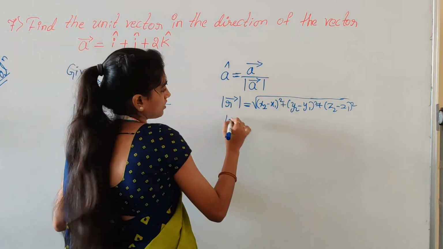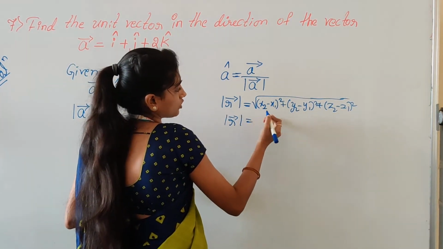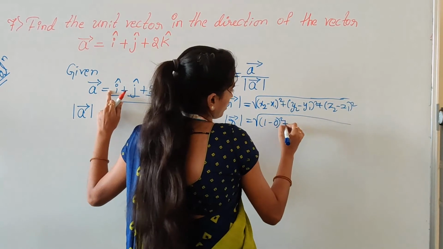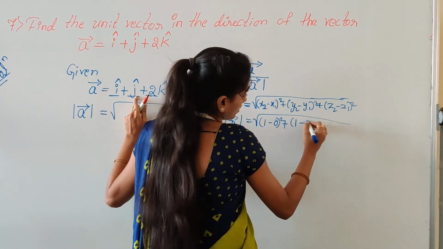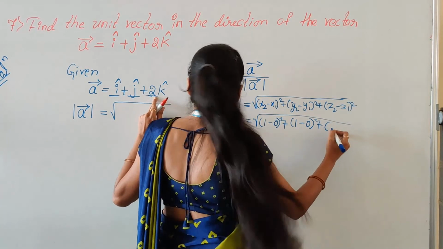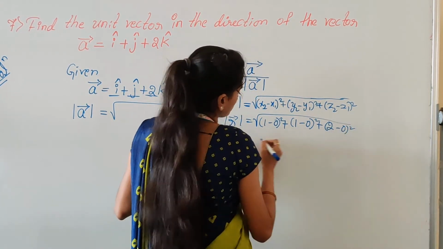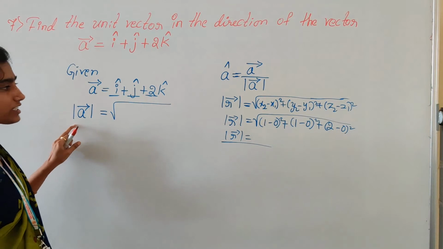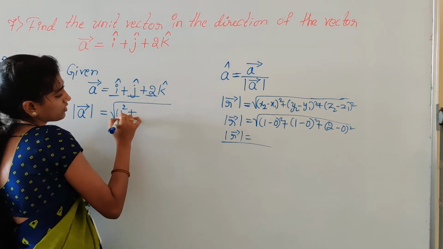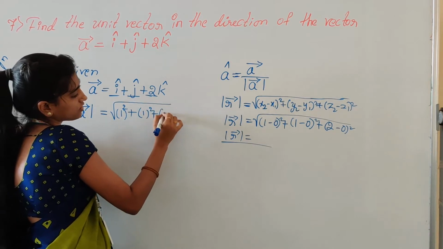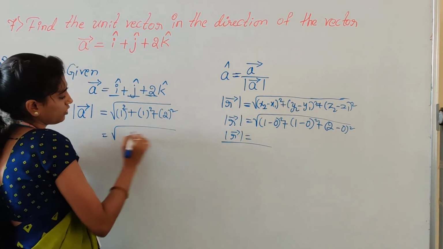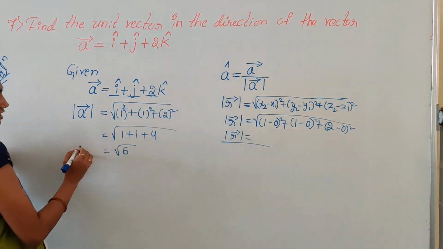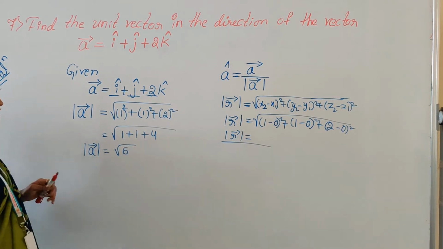Right. So here we can consider 0. So here 1, 1 minus 0. Then here also the coefficient of j is 1. Then the coefficient of k is 2. Right. So this will be the magnitude of vector A. So here 1 square plus 1 square plus 2 square, that is equal to 1 plus 1 plus 4. Square root of 6. This is the magnitude of vector A.